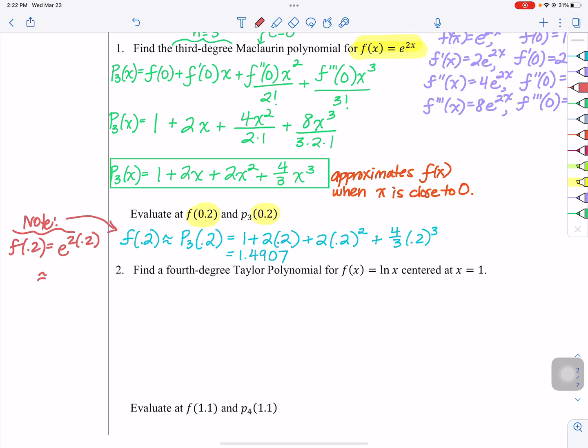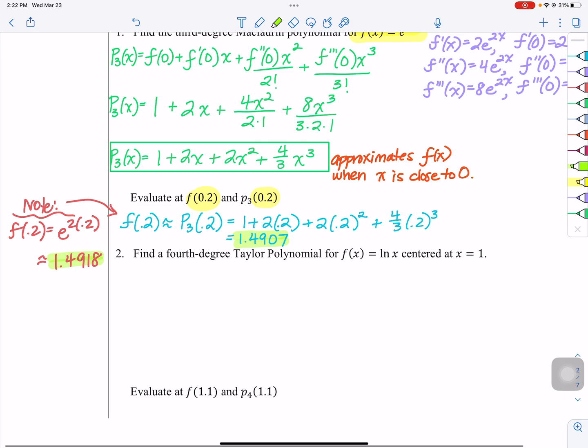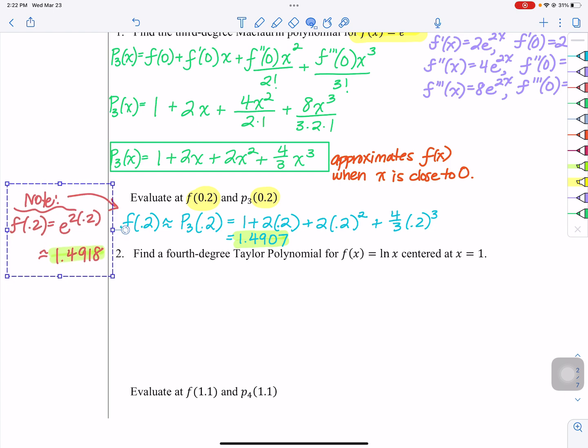And that's about equal to 1.4918. So look at this approximation that we have from our polynomial and look at the actual value. They are very close. Okay, let's try another example.